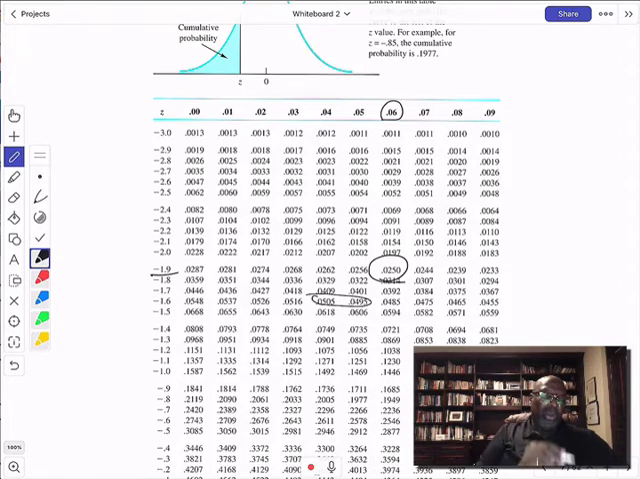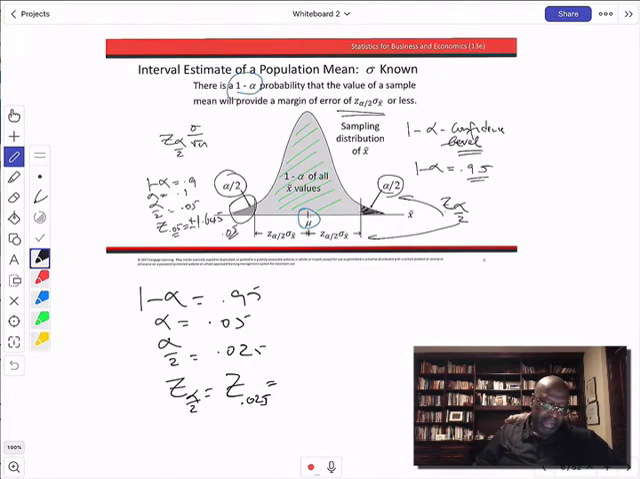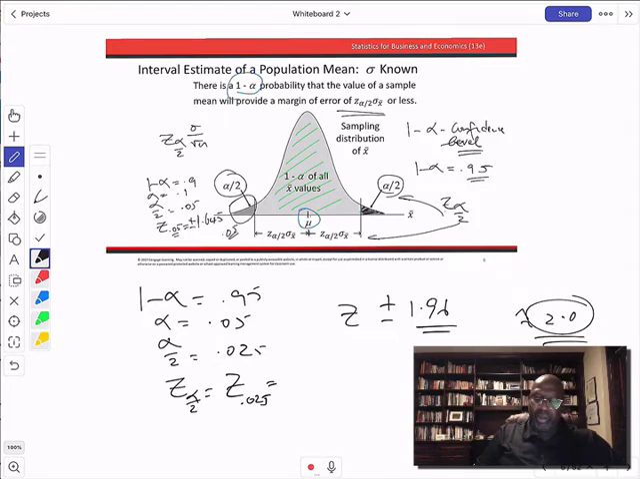1.96. So negative 1.96 on the left side, positive 1.96 on the right side. So therefore my Z value would be plus or minus 1.96. So notice how that's close to 2, but it's not exactly 2.0. When we said 2.0 standard deviations, we had 95.44%. But to get 95, which is a nice number for us to work with, we must bring the Z value down slightly to 1.96.